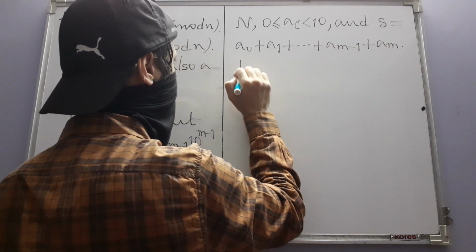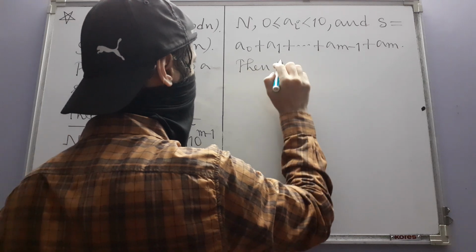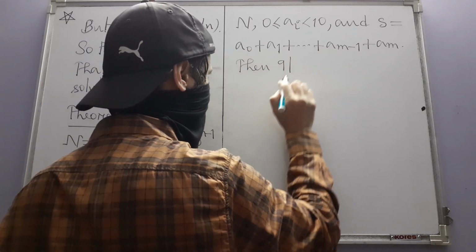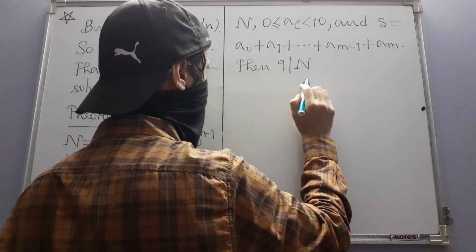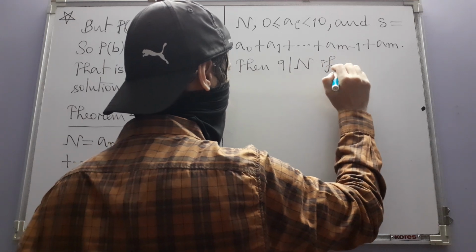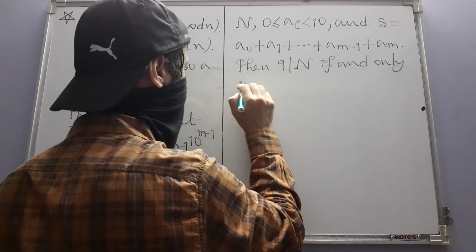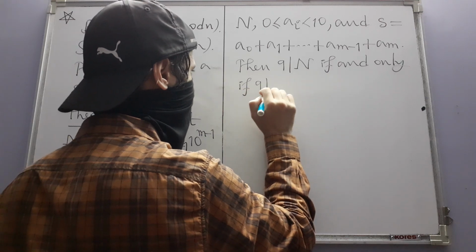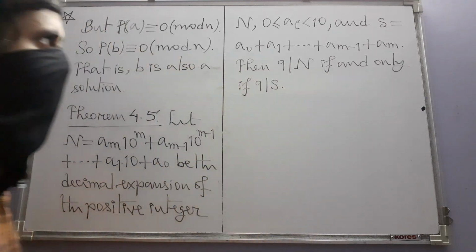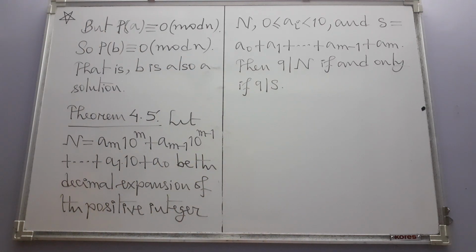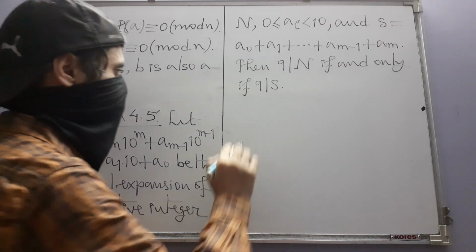Then 9 divides the original integer n if and only if 9 divides this sum S. So let's now see the proof of this.